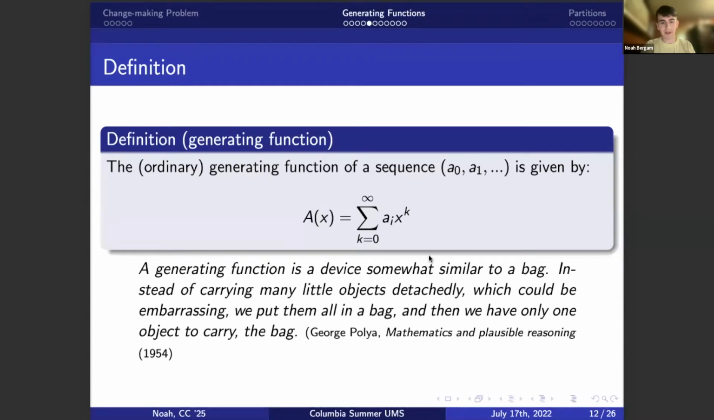I like this quote about generating functions, which you'll see on the Wikipedia page, by George Polya in Mathematics and Plausible Reasoning. He states that a generating function is a device somewhat similar to a bag. Instead of carrying many little objects detachedly, which could be embarrassing, we put them all in a bag, and then we only have one object to carry, the bag. And when you go about doing the math, which we're going to do a little bit of in solving this problem, you get a feeling for what he really means by that. The generating function is an elegant way of encoding all our information, really.